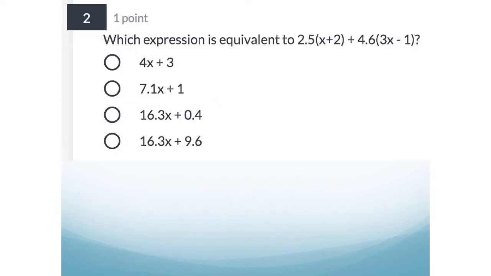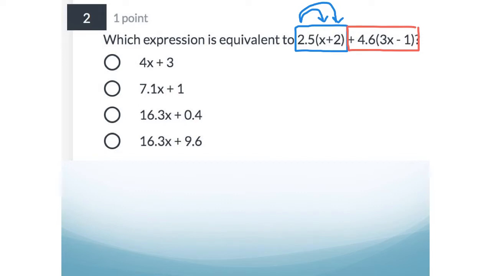Our second bell ringer has taken expressions, but has also added the distributive property in here. And if we look at this in pieces, we see that we actually have two distributive properties taking place. We have 2.5 times x plus 2, and then we also have 4.6 times 3x minus 1. So we need to do the distributive property twice. And the distributive property tells us that we're going to take the number on the outside and multiply it to all the numbers on the inside of the parentheses.